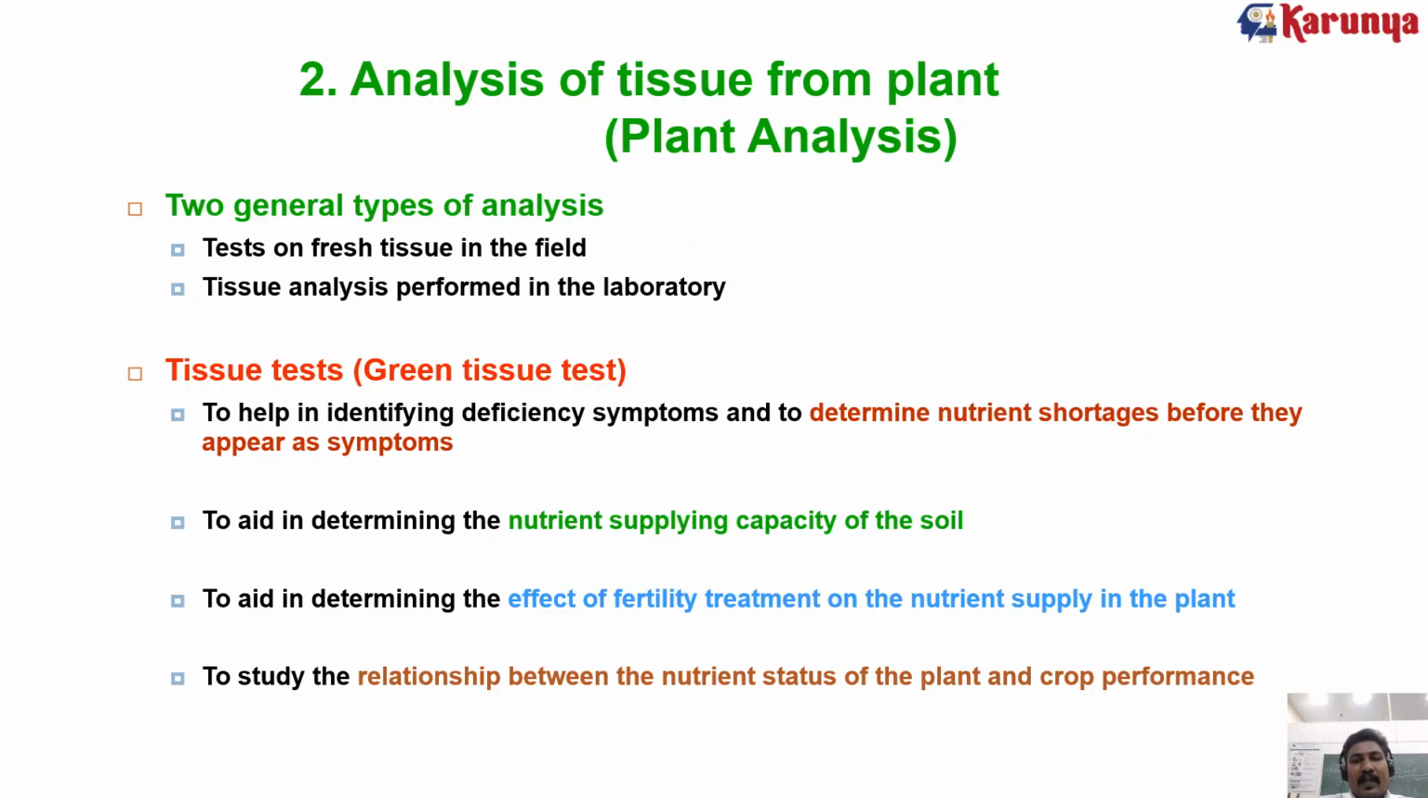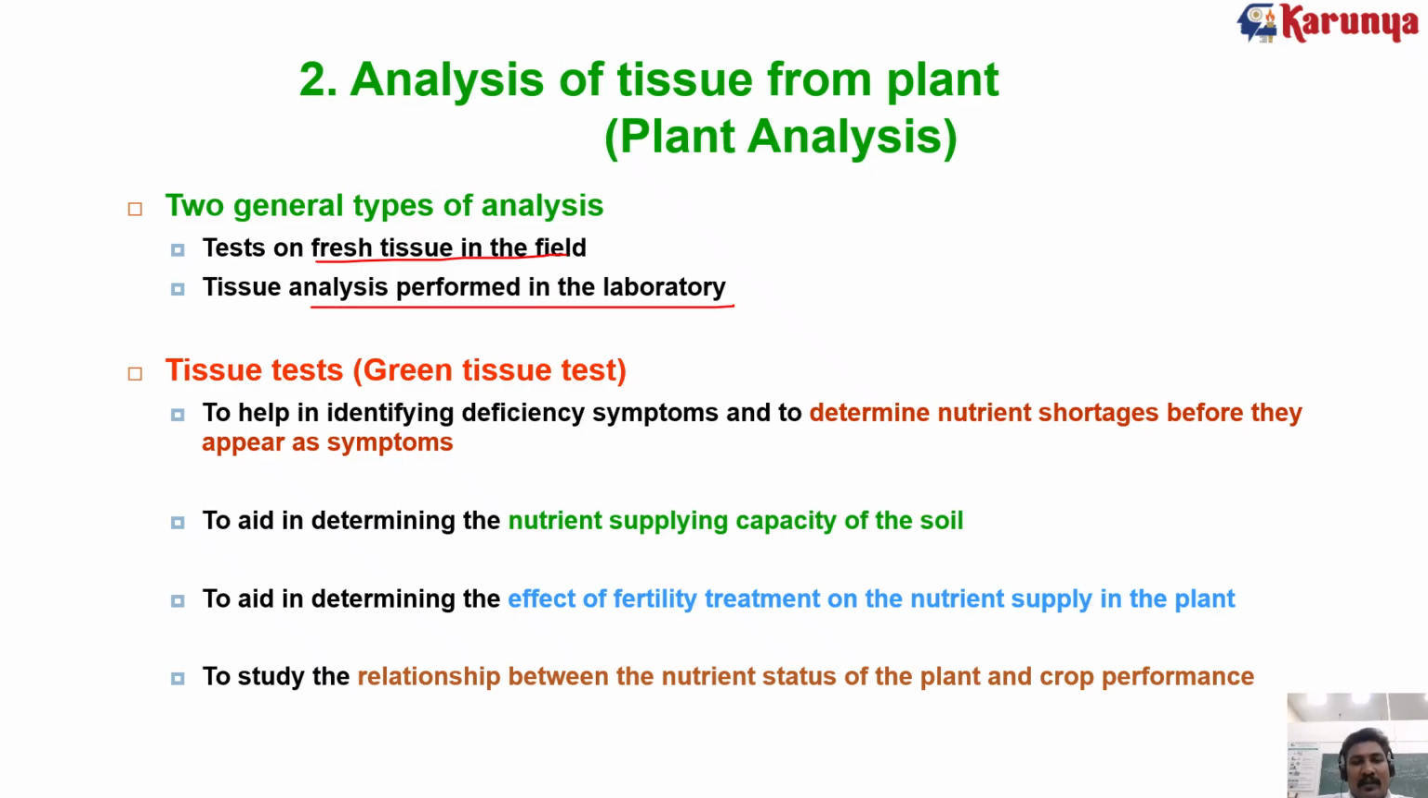Analysis of tissue from the plant. So in tissue analysis, instead of collecting the whole plant and analyzing different parts, certain plant parts can be obtained from the field and the nutrient range analyzed as fresh tissue. So there are two general types of analysis. One is a test on fresh tissue in the field, and the other is tissue analysis performed in the laboratory.